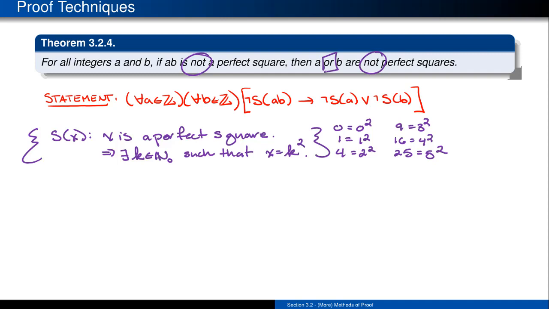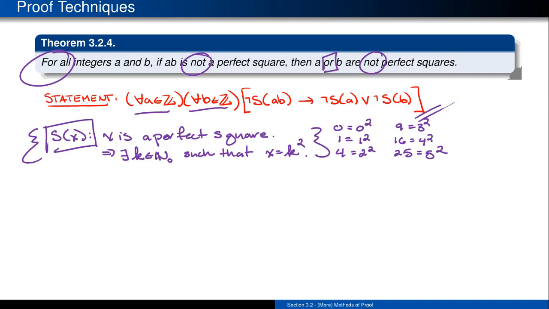Before we dive too far, I'm going to convert this into logic symbols, bringing back what we were doing in previous sections. I have a universal quantifier floating around because this works for any A and B I'd ever want. So I have for all integers A as well as for all integers B. If A times B is not a perfect square, where I use the predicate S of x to represent that x is a perfect square, then the statement looks like the negation of that.